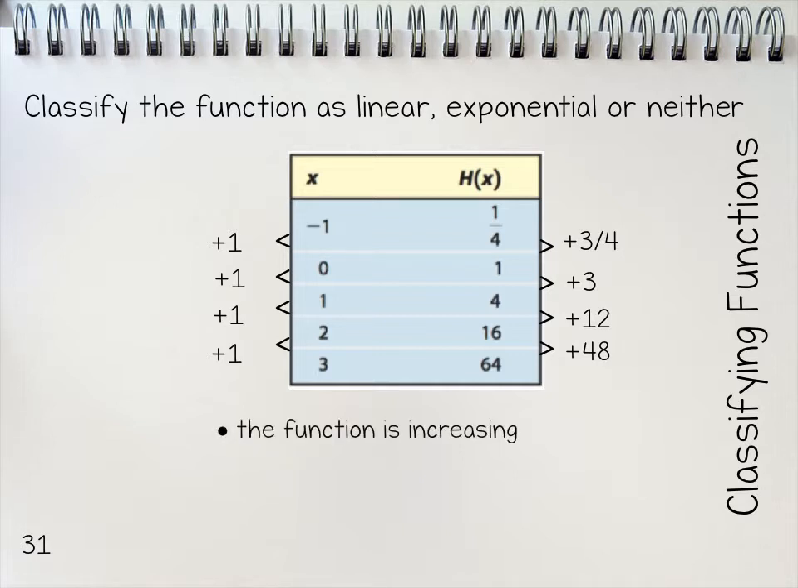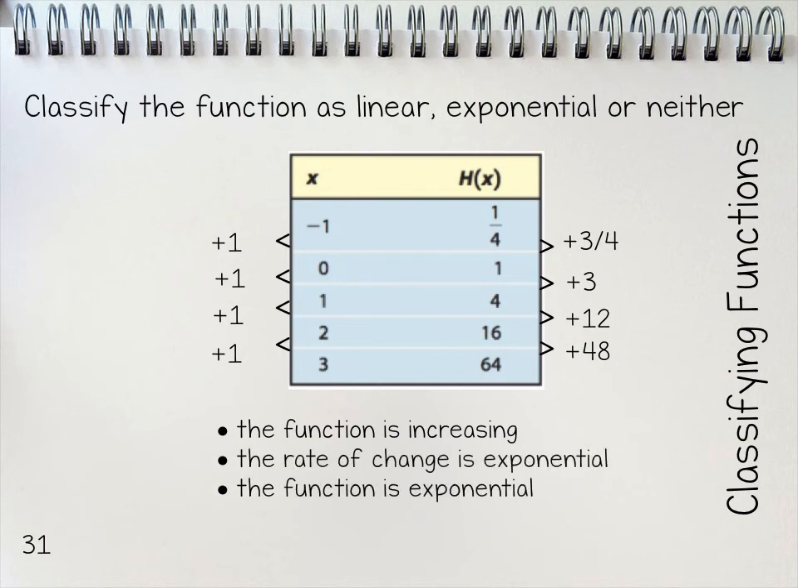How we know if it's exponential is, am I multiplying the same number each time to the change in y? So it looks like I'm multiplying by 4. 1/4 times 4 is 1. 1 times 4 is 4. 4 times 4 is 16. 16 times 4 is 64. The rate of change is definitely exponential, so this function is exponential.